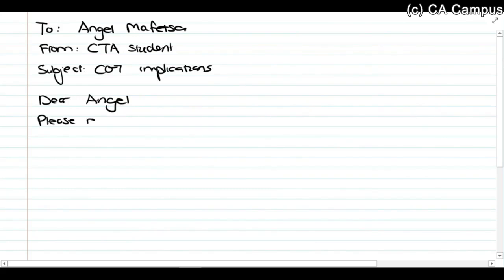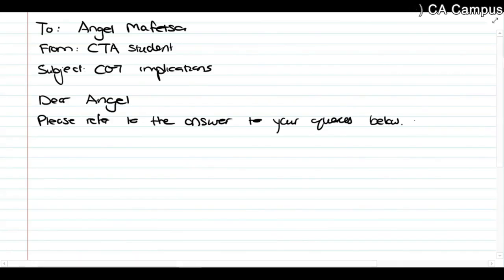and the subject, in this case, you can put CGT implications, anything like that would be fine. Start with some form of greeting. Dear Angel, please refer to the answer to your queries below. I know this sounds silly, guys, but that's a mark or 2. And if you don't do it, especially when you're doing exams, it will count negatively towards you. So just get into the habit of it, just play the game.